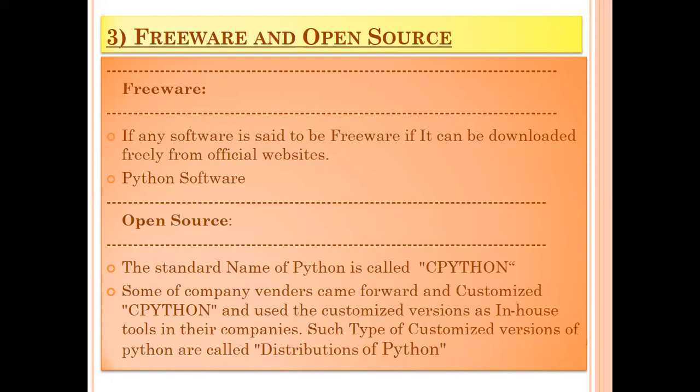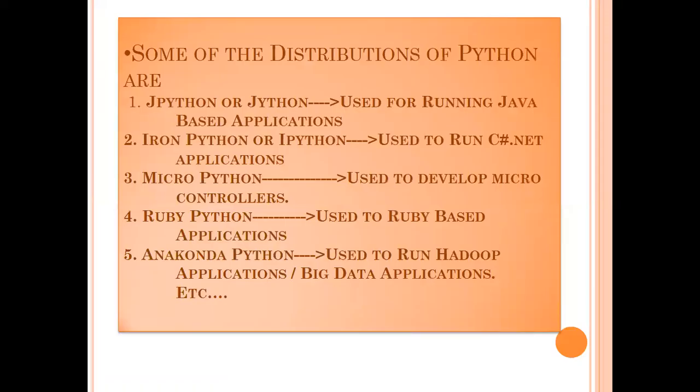Some company vendors came forward and customized CPython, and used the customized versions as in-house tools in their company. Such customized versions of Python are called distributions of Python. Some distributions of Python are JPython or Jython, which is used for running Java-based applications. Second, there is IronPython, which is used to run C#.NET applications.